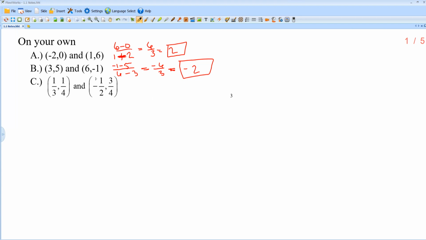So here, same process. I'm doing y2, 3/4, minus y1, 1/4, over x2, negative 1/2, minus x1, 1/3. Now in the top, in the numerator, this is a pretty nice fraction because they have the same denominator. So you would just subtract 3 minus 1 is 2 over, you keep that 4, which is 1/2.